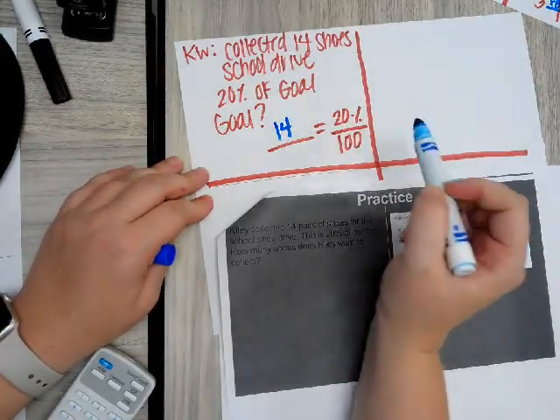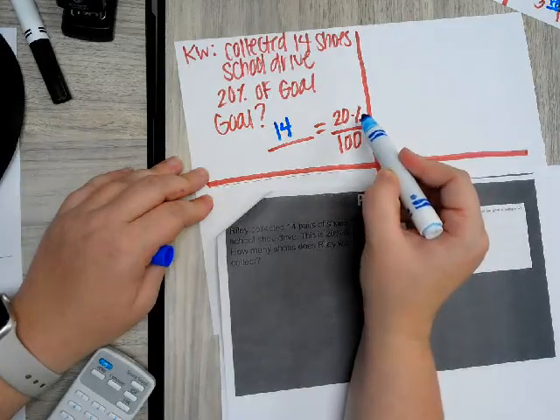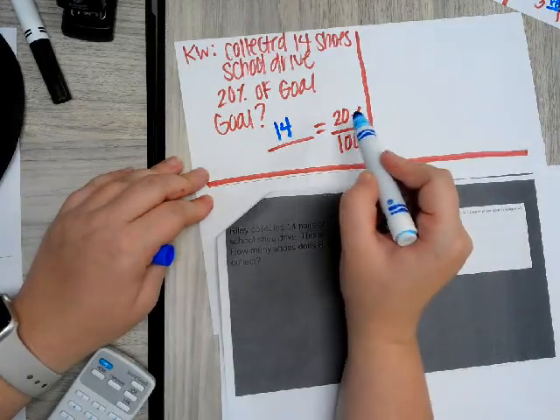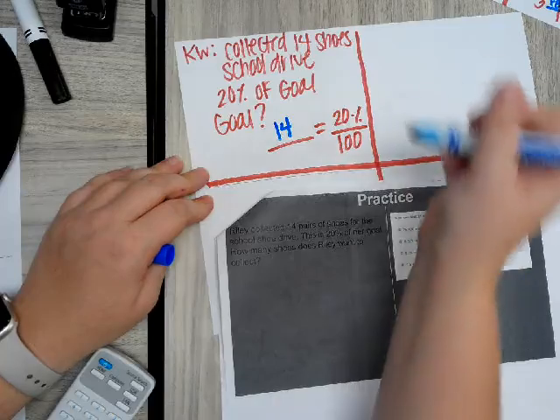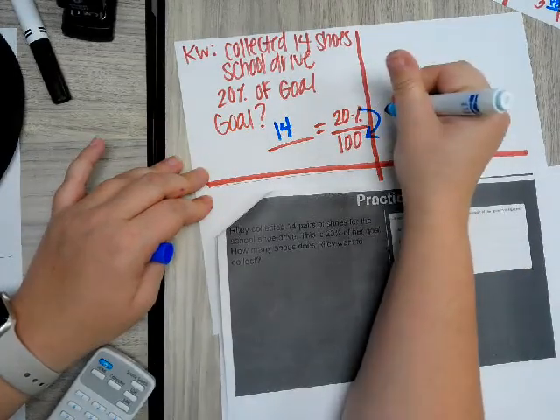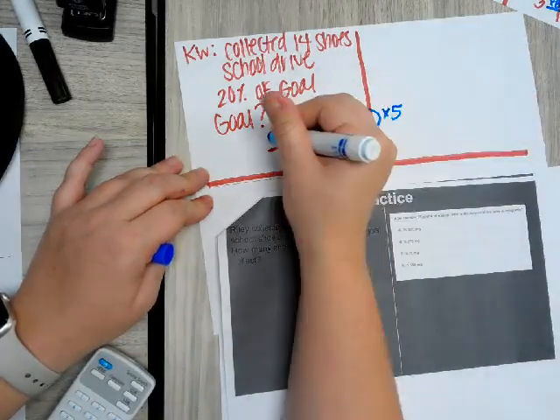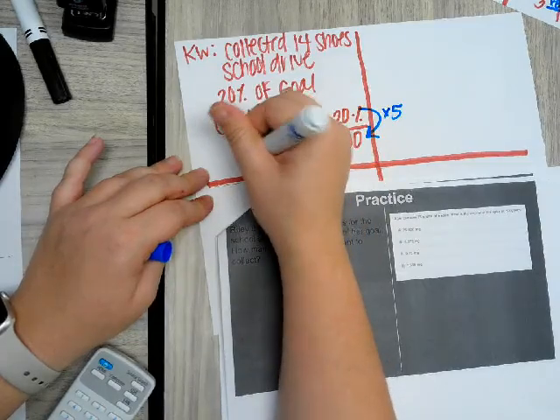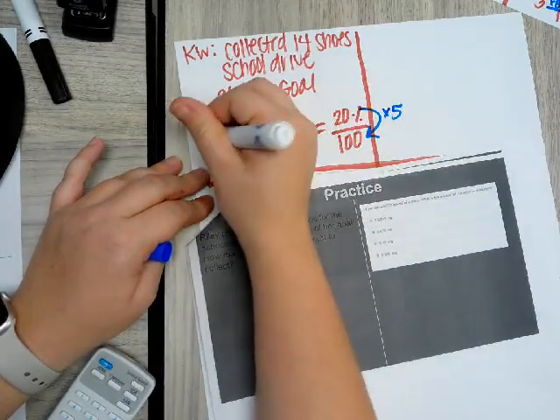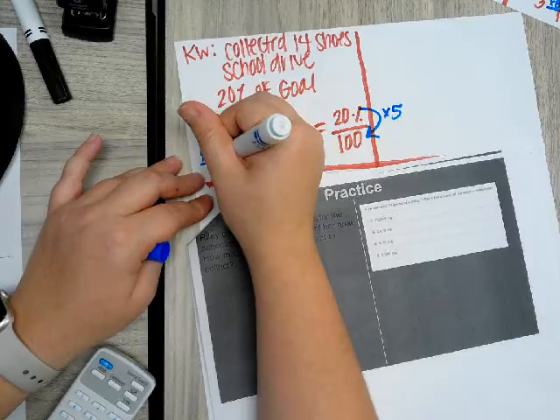Now, is there a pattern here? Can I get from 14 to 20? No. But can I get from 20 to 100? Absolutely. I can multiply it by 5. So I can multiply this by 5. 14 times 5 is 70.